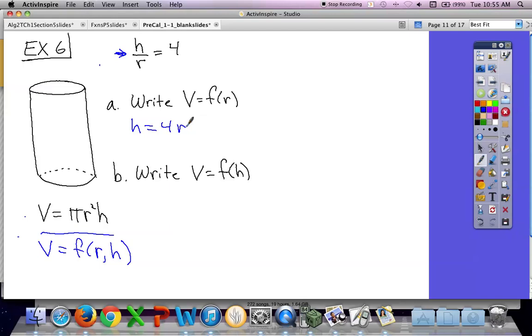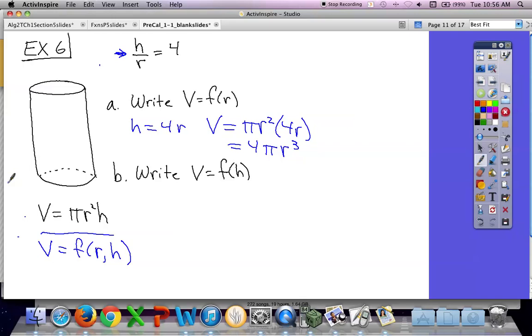Now, substitute into our formula for H. Now we've got volume equals pi r squared, and then in place of the H, put 4R. And you could simplify that. That is 4 pi r to the third. So now our volume is a function of only one variable, R. 4 pi r squared times R.